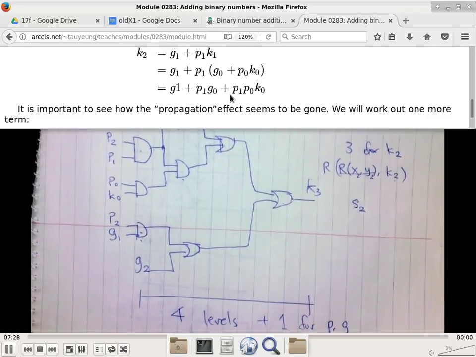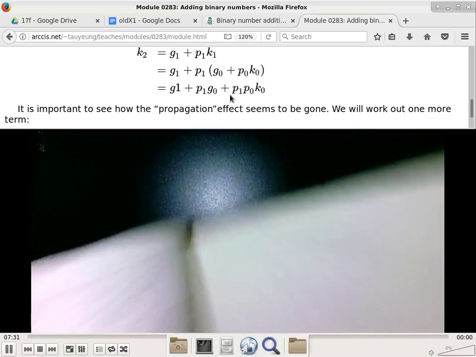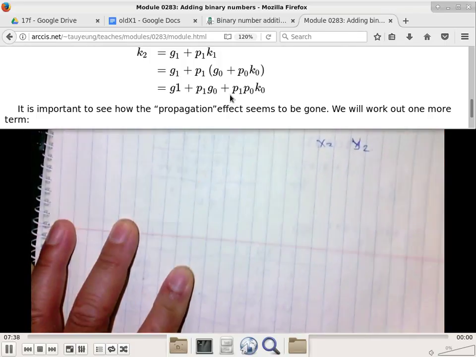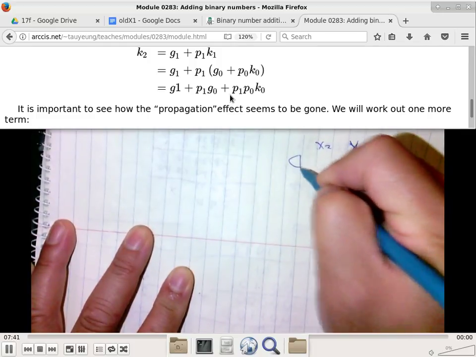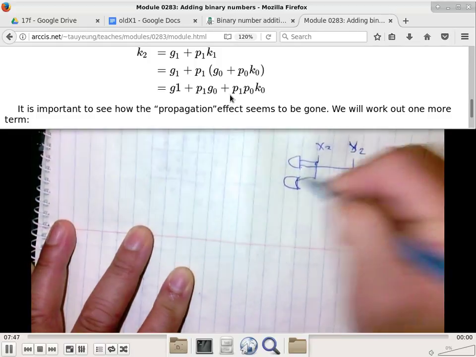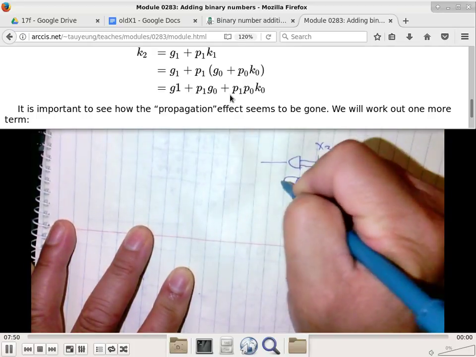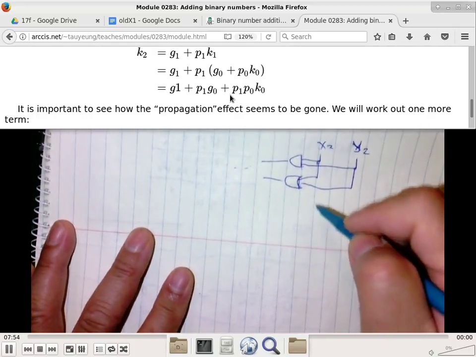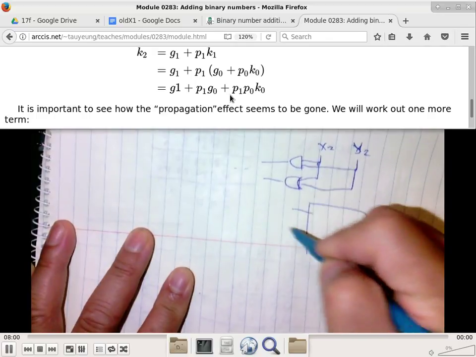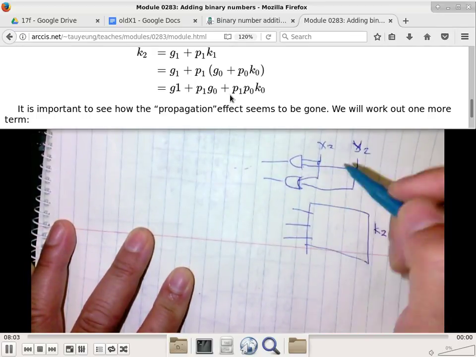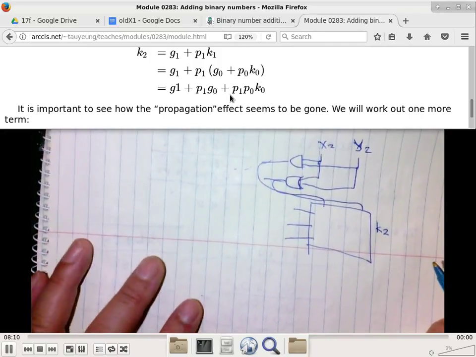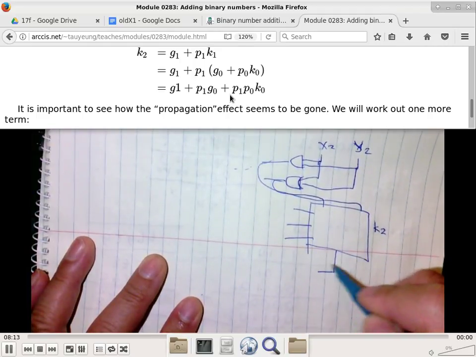Okay, let me just redraw the picture for that particular sum. We got X2, Y2. We have the AND gate and also the OR gate to compute the G's and the P's. And it's all the same for these two. And then we have that logic to compute K2, and there are 3 levels of gates here. So these go into here. Is that okay? So K2 comes out of this.